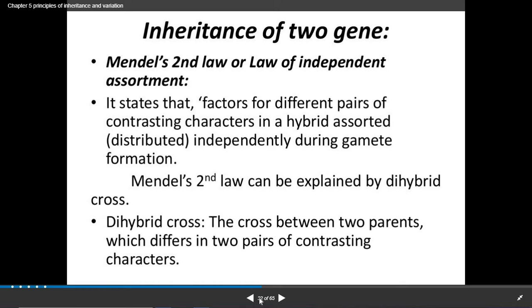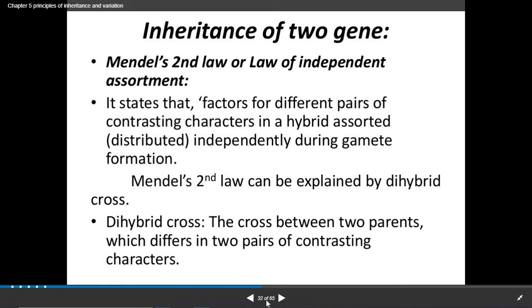Now, this law states that factors for different pairs of contrasting characters in a hybrid are assorted, that is, distributed independently during gamete formation, and it is explained in the dihybrid cross. What is this dihybrid cross? The cross between two parents which differ in two pairs of contrasting characters is known as a dihybrid cross.